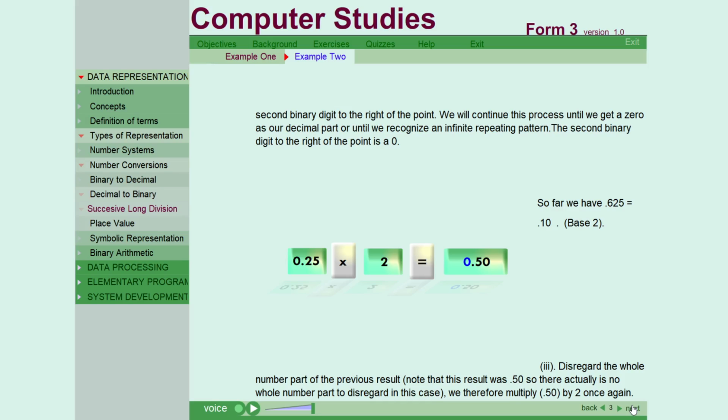We will continue with this process until we get a 0 as our decimal part, or until we recognize an infinite repeating pattern. The second binary digit to the right of the point is a 0. So far, 0.625 is equal to 0.10 to the base of 2.